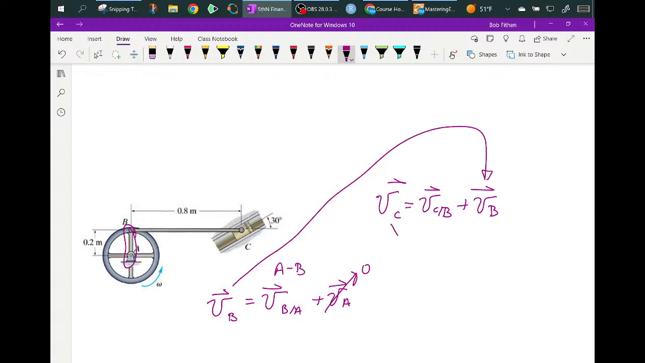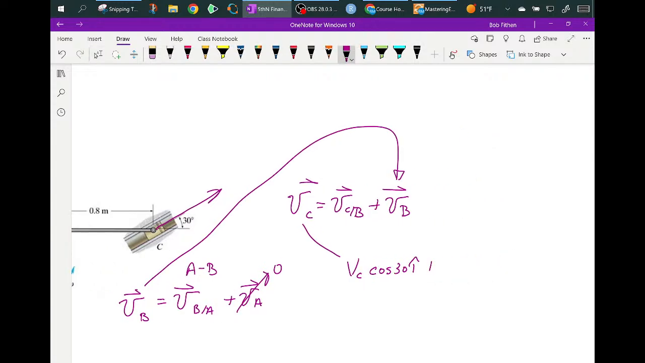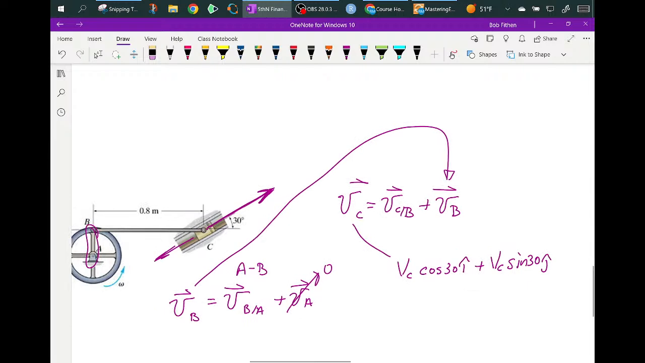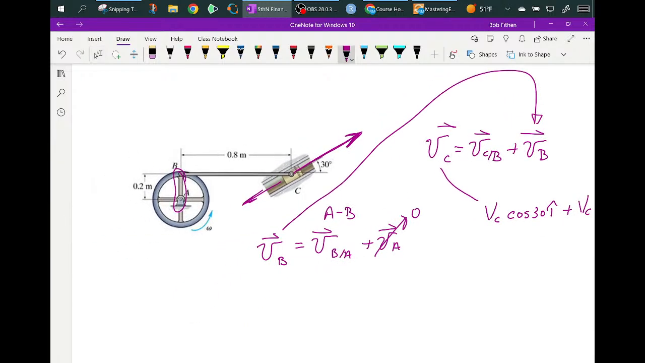But the velocity of C is constrained to go off to the right. So it would be VC cosine 30 I plus VC sine of 30 J. If it didn't go up and to the right and went down to the left, the solution would come up with a minus number here and a minus number here, which is the same two numbers. So you look at this one back here, you have to maintain your two common features there.